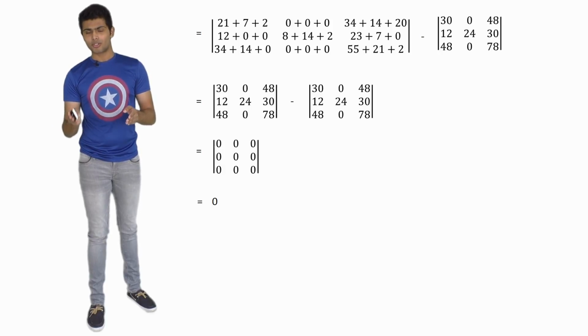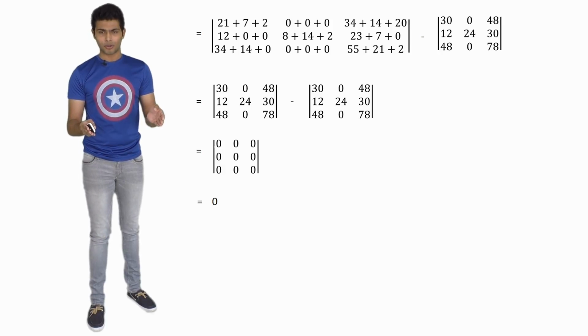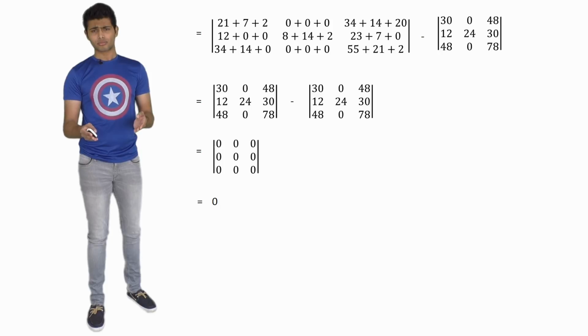So this is what we had to prove. This is your RHS value. So we have proved that the LHS is also equal to 0. So your LHS is equal to your RHS. That's what we have to prove, and that's basically our answer.